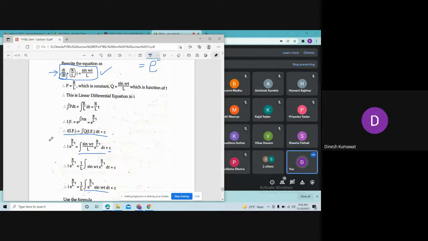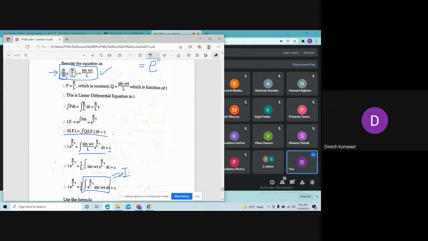See, here you have two situations. First one is what? You just consider this as I and solve it separately, using integration by parts. Use the Leibniz rule. Either you can do that, but that requires a little bit of time. So for saving that time, we can use the formula.